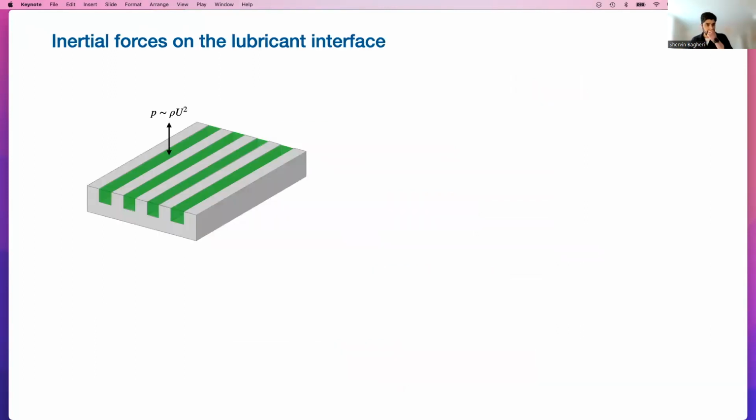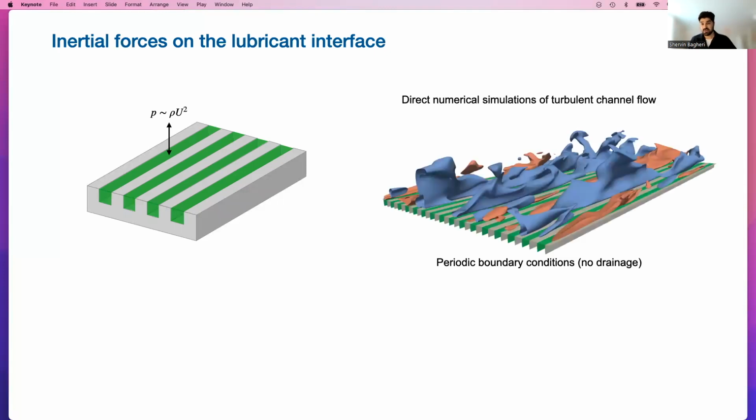Right. So I'm going to move on to another type of force that can be exerted from the flow onto the surfaces, and that's inertial forces, right? So we looked at the viscous ones before, but you can also have forces that scale with the velocity squared. So what we call inertial forces. For example, a pressure at higher Reynolds numbers. So what we did here is that we used direct numerical simulations instead.